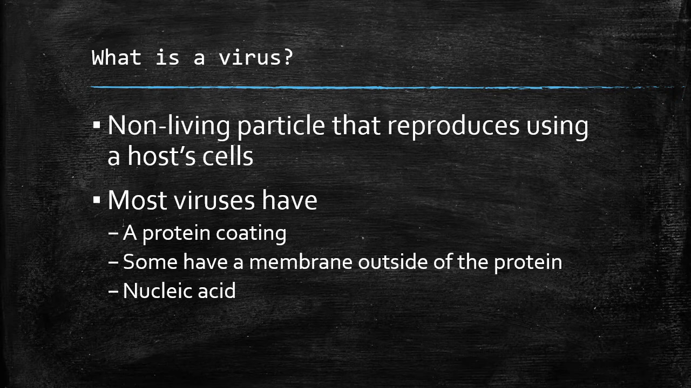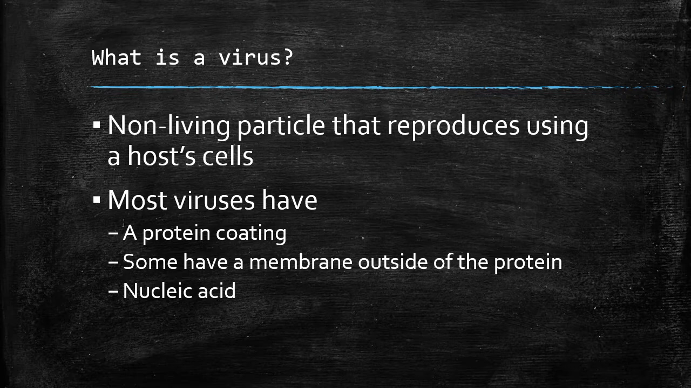Okay, so real quick, what is a virus? And if you want to know more, check out chapter 19 of your textbook. But what is a virus? It's a non-living particle. So it's not alive. It doesn't have cells. It can't reproduce on its own. It doesn't have those properties of life we've talked about.